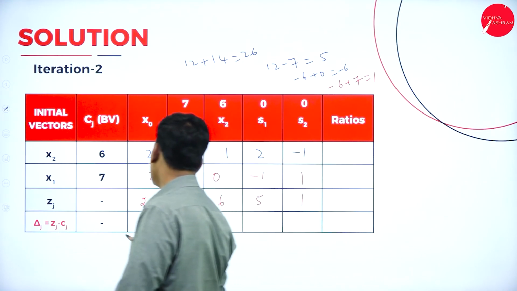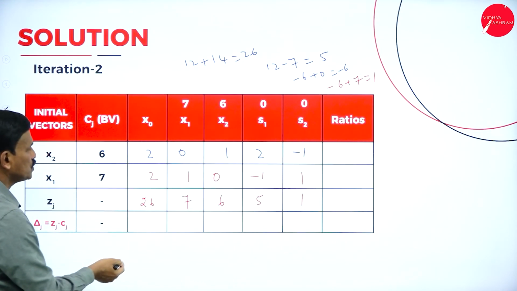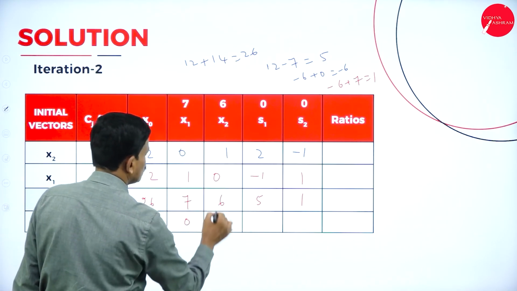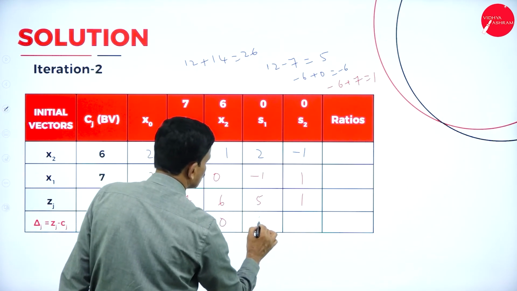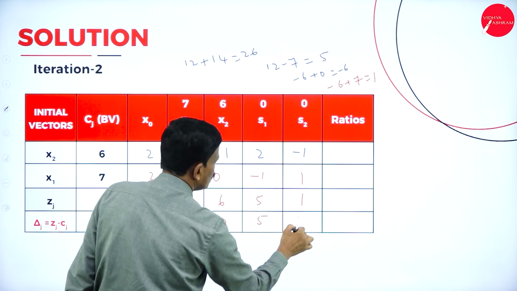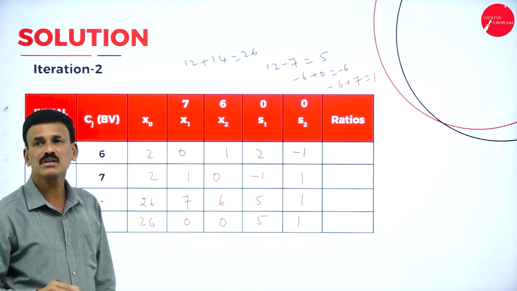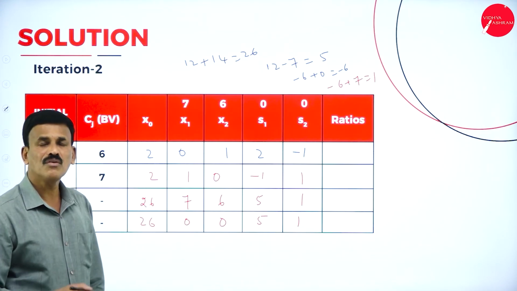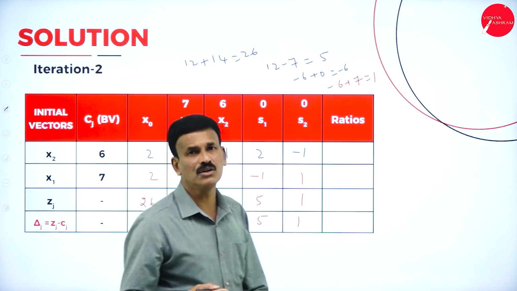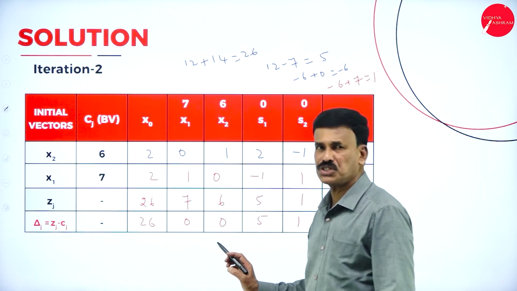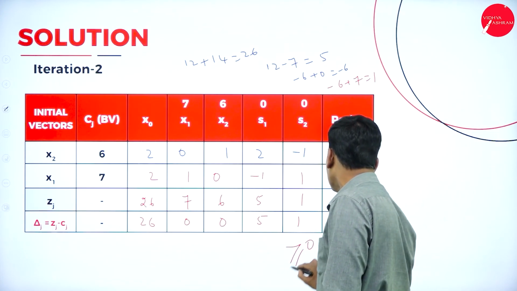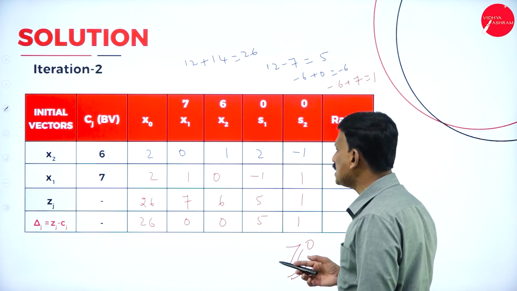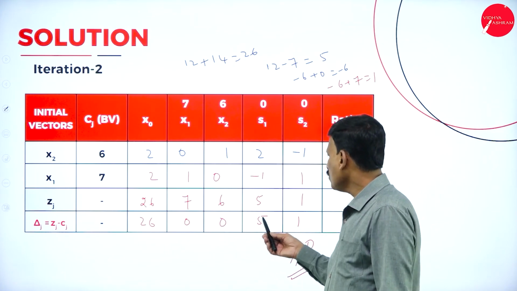Now just find out the value of delta j minus Cj. What are the values here? This is 26 as it is. 7 minus 7 is 0, 6 minus 6 is 0, 5 minus 0 is 5, and 1 minus 0 is 1. Okay. These are the values of delta j, that is Zj minus Cj. Now check whether all the values in the last row are greater than or equal to 0. If delta j is greater than or equal to 0, then the optimality is reached. See here, this is 0, 0, plus 5 and plus 1.